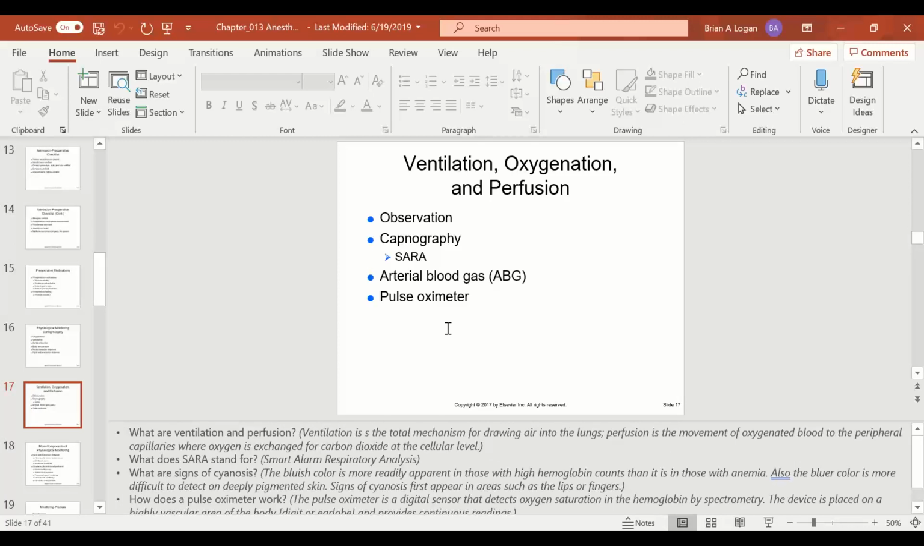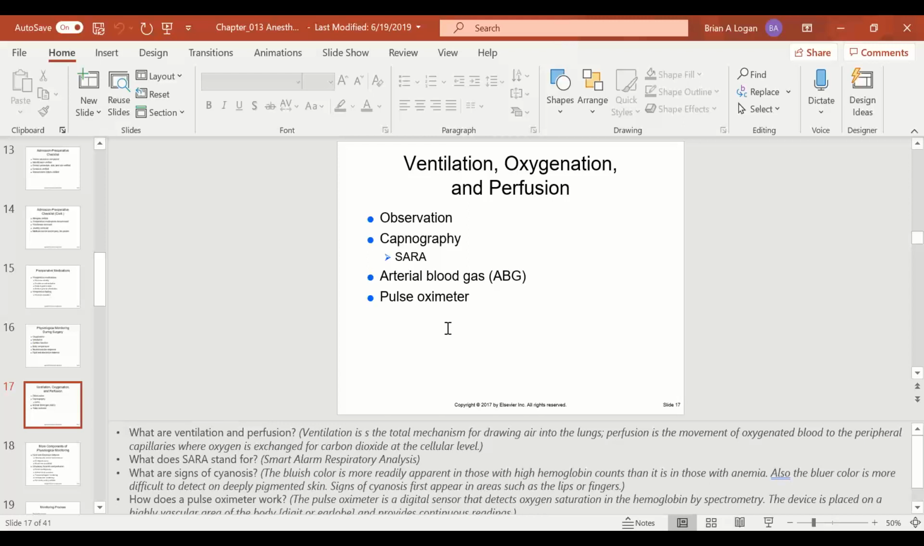Ventilation, oxygen perfusion. Pulse ox is mainly the way that they're monitoring this. But you're also watching the patient. You're making sure that the lips are still nice and pink, things like that. With capnography, that is where you're monitoring the amount of CO2 that's coming off during ventilation.